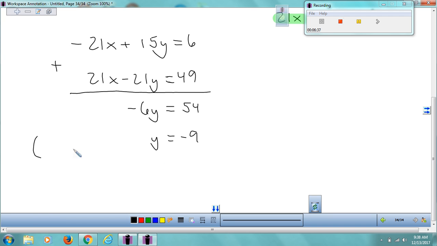So the intersection point of these two lines is at something, -9. The y value is -9. All right, let's find the x value.